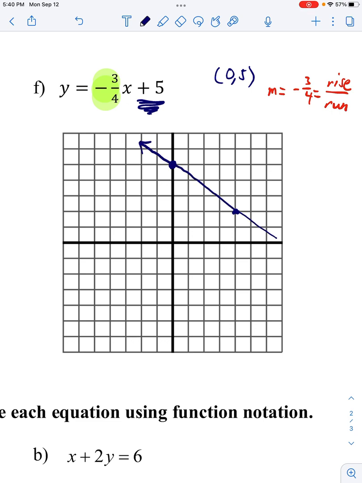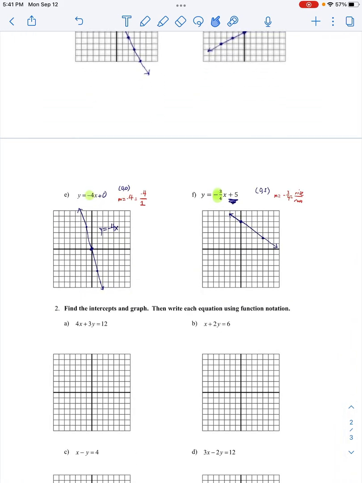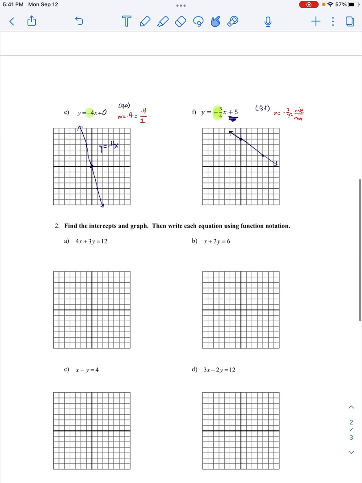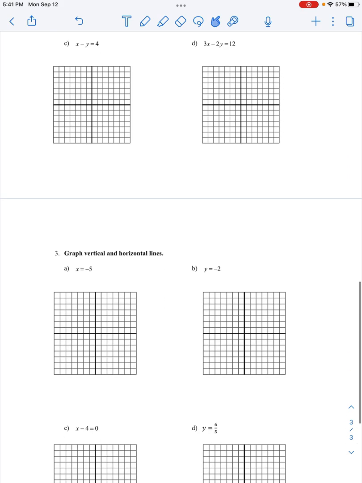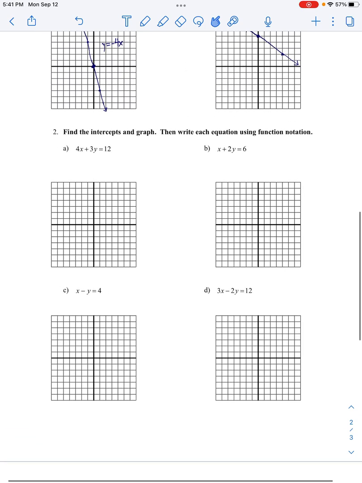Keep drawing. You need to include your arrows, guys, okay? That signals that this line keeps going on forever. You don't have enough paper to draw the whole thing, because that would require an infinite amount of paper. All right, so let's put our arrows there. So that's our line for part F, okay? So slow down, take a screenshot, pause, whatever you need to do, okay? All right, 8 more graphs, only 8 more. We're good, this is fine.